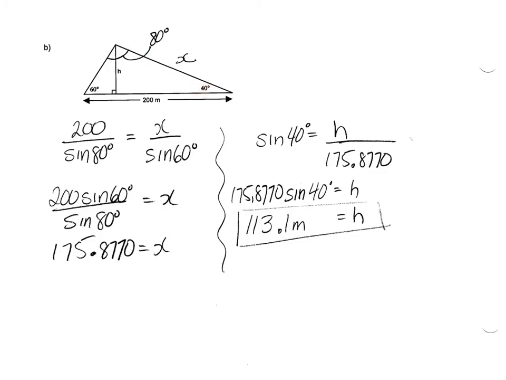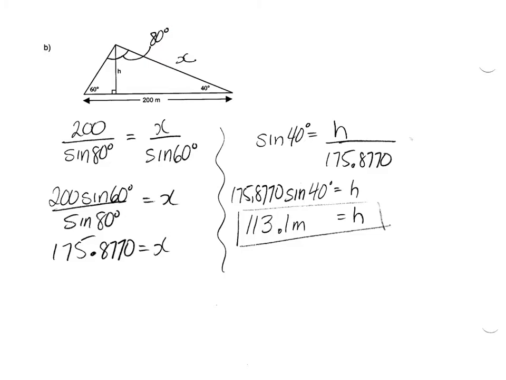If I look at this large one here, I have this triangle right here. Well, I have a side and an opposite angle, and I have an angle and an unknown. So that's enough information to do the sine law. So let's go and do it. I get 200 over the sine of the opposite angle, which was 80 degrees.